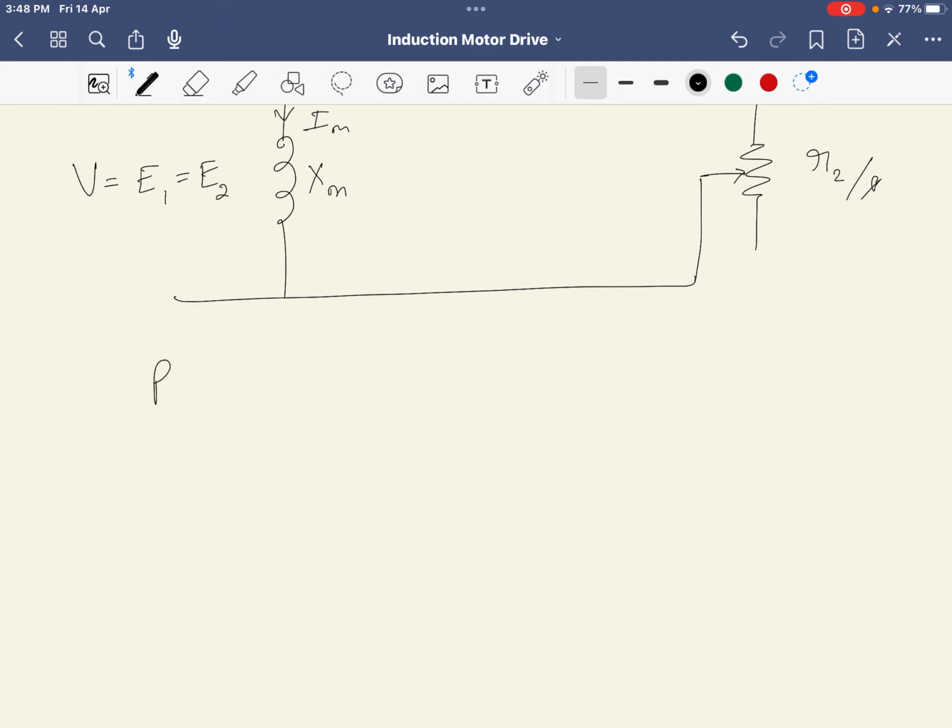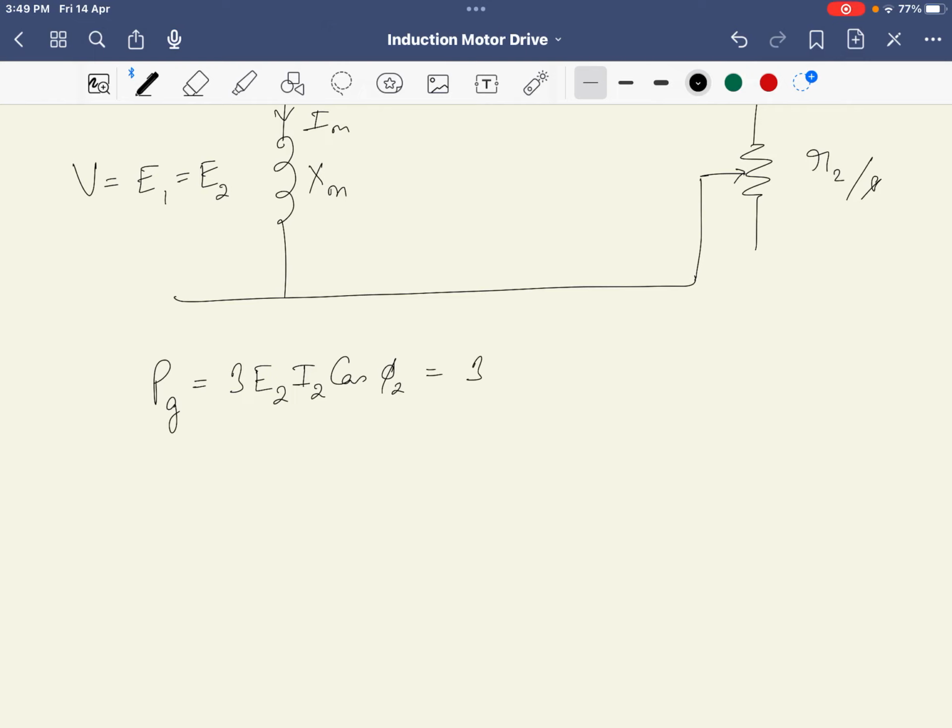So the power will be equal to the air gap power, which is getting into the rotor side. Usually we say that these are the per phase quantities, so for three phase, 3 is multiplied. Secondary voltage is E2 and the current is I2. Then cos of phi2 is the power factor angle.